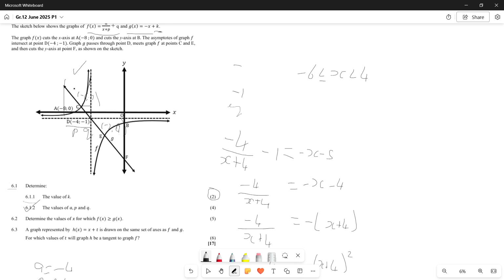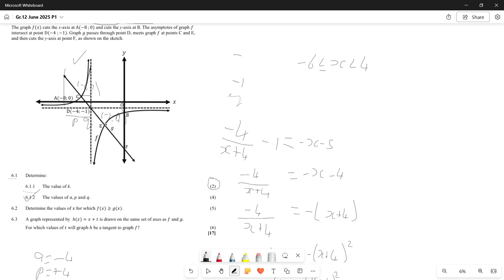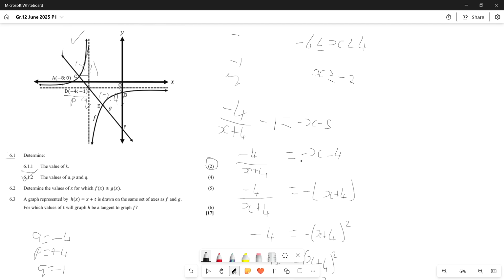But we are not done. We've only dealt with one component or one part of this thing. The other range here has to do with this -2 over here by e. It is any value that is equal to or greater than -2. So x is greater than or equal to -2. Because as we move there, -2 is included, and then anything greater than -2 will also be true for f of x being greater than g of x. And those are our answers.